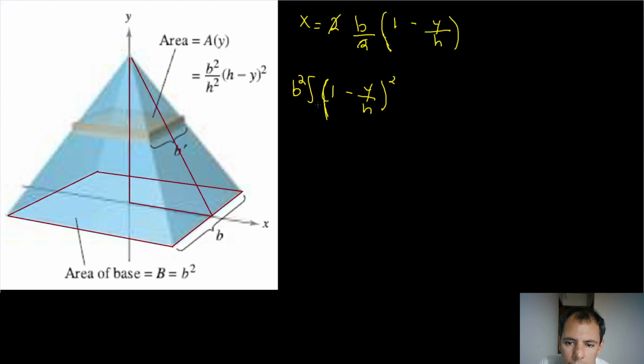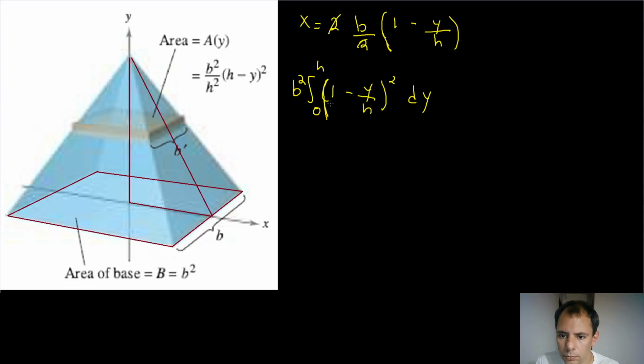And since we're doing dy, what's going to be the value of y? What's going to be the limit of integration? y is going to go from 0 all the way to the height, okay? All the way to the height of the pyramid. The height of the pyramid is this length here, right? b is this length. I just want you to remember that. This is the height.